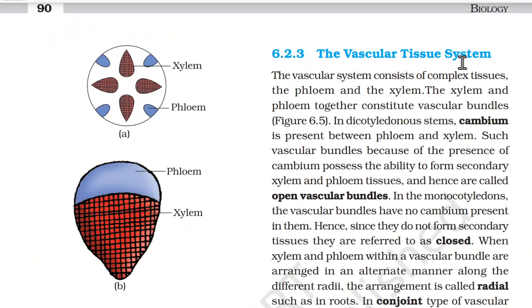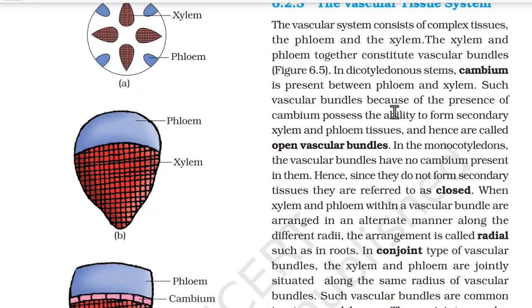6.2.3 The vascular tissue system. The vascular tissue system consists of complex tissues, the phloem and the xylem. The xylem and phloem together constitute the vascular bundle. In dicotyledonous stems, cambium is present between phloem and xylem. Such vascular bundles, because of the presence of cambium, possess the ability to form secondary xylem and phloem tissues, hence are called open vascular bundles.